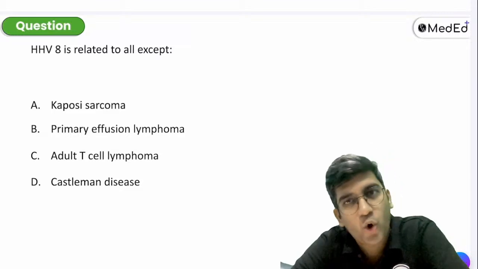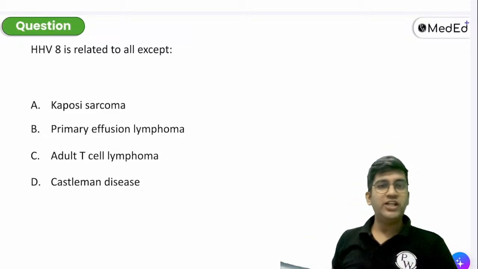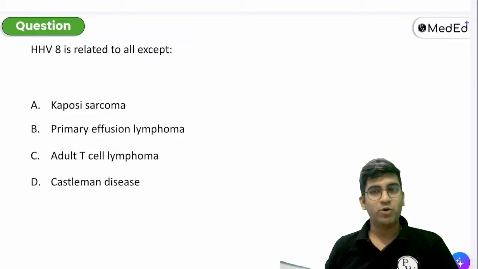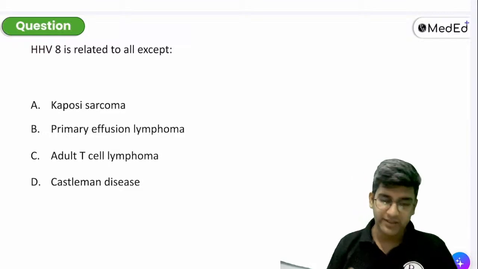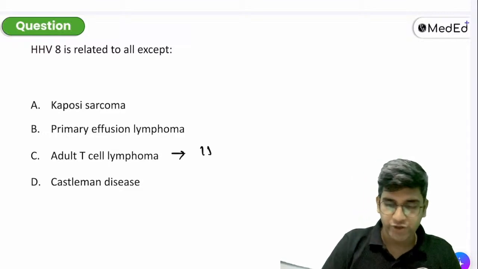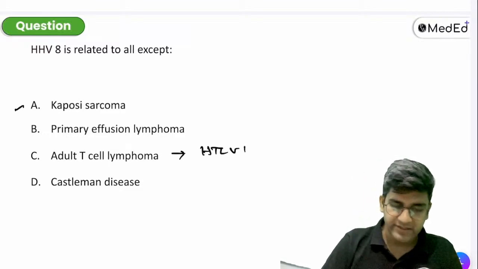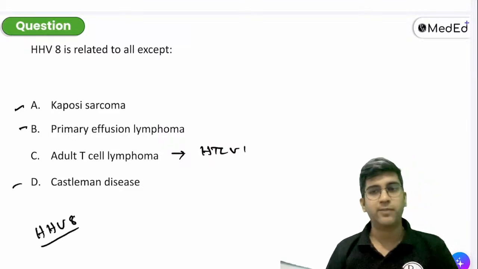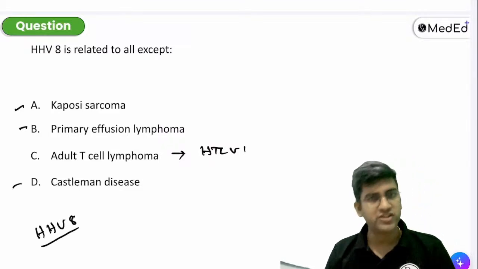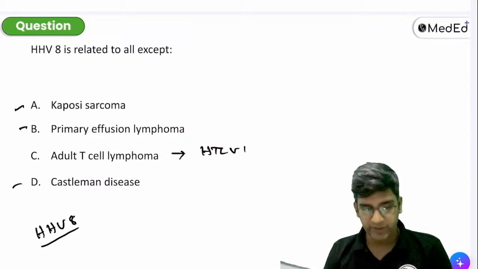HHV8 is related to all of the following except. Please don't skip the except. Except is also very important here. We already know this; we have discussed this, right? Adult T-cell leukemia lymphoma is caused by a virus called HTLV. The rest are all due to HHV8, or human herpesvirus 8. It causes Kaposi sarcoma, primary effusion lymphoma, and also Castleman's disease. All of them are caused by the HHV8 virus, fine?